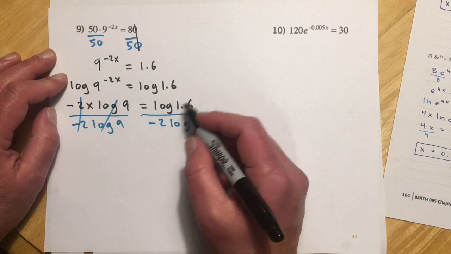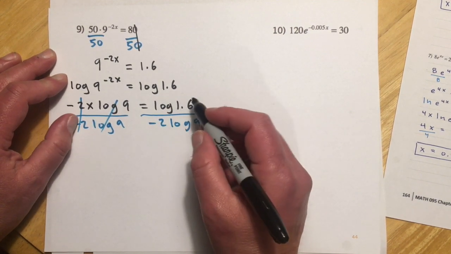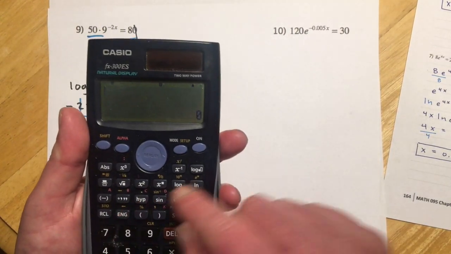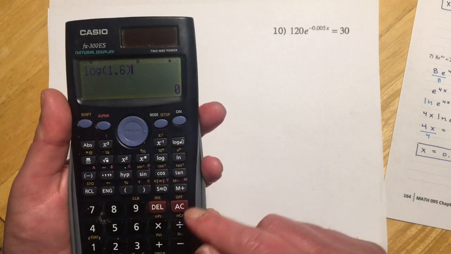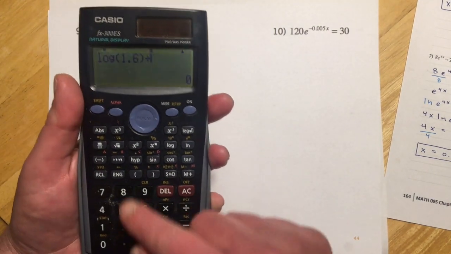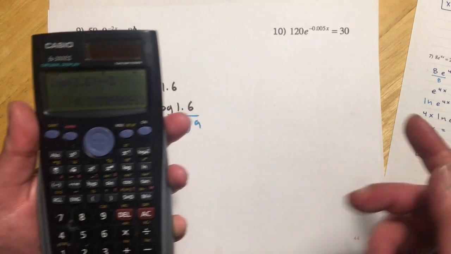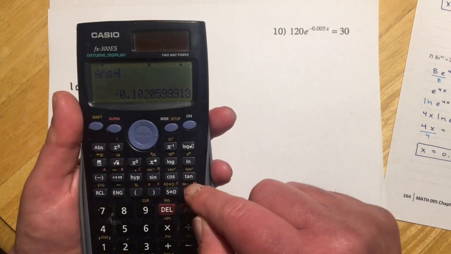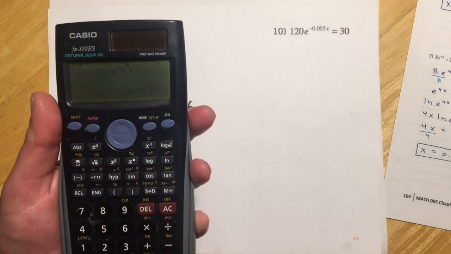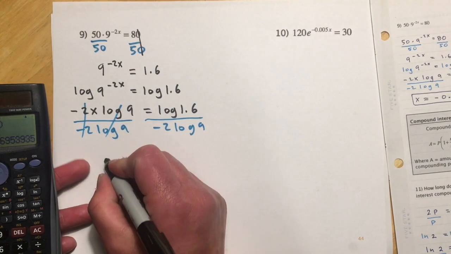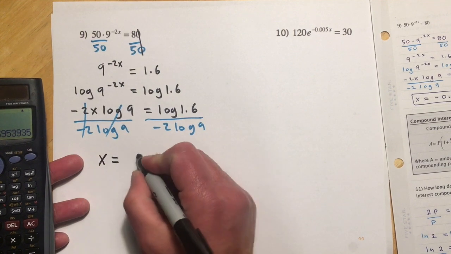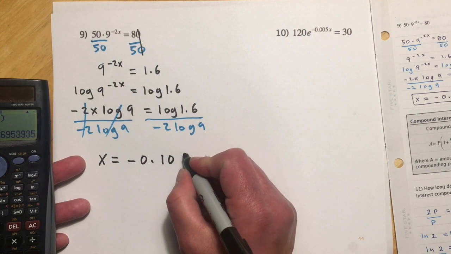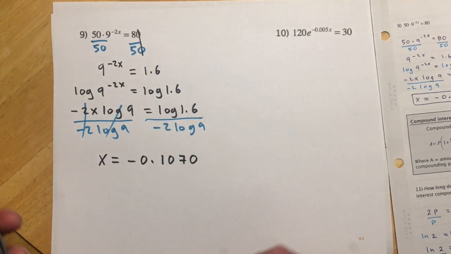If you're having a hard time getting the parentheses in the right spot, you can just do log 1.6. Here, I can do it right here. So log 1.6, close that, divided by negative 2, and then hit equals, and then divide by log 9. And it'll just copy your answer. Equals. And so x is negative 0.10695, so that will be negative 0.1070 to 4 decimals.